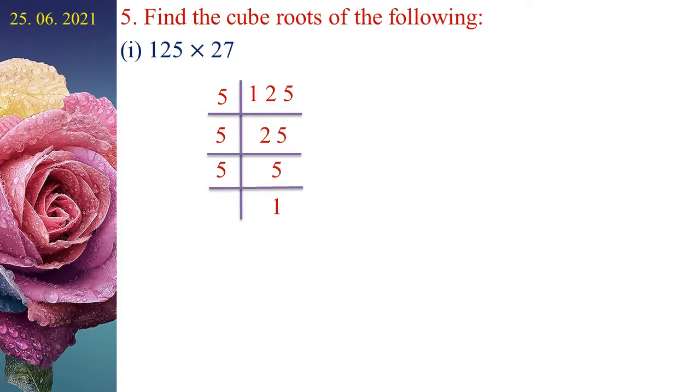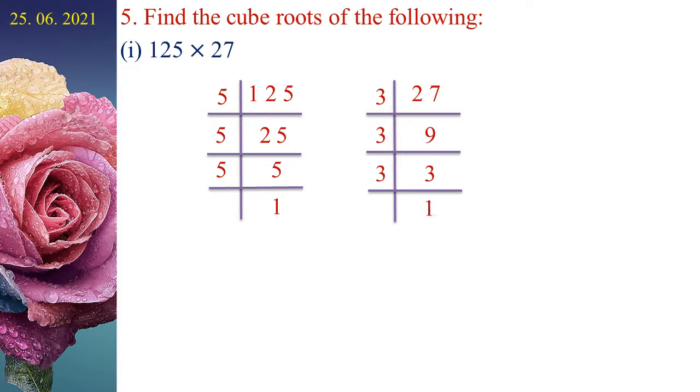We will get 1. Let's find the prime factors of 27. The number 27 is divisible by 3. 9 3s are 27. The number 9 is divisible by 3. 3 3s are 9. The number 3 is divisible by 3. We will get 1. Cube root of 125 into 27 equal cube root of 125 into cube root of 27. What do we observe here?